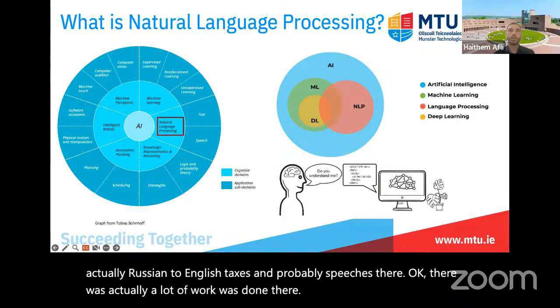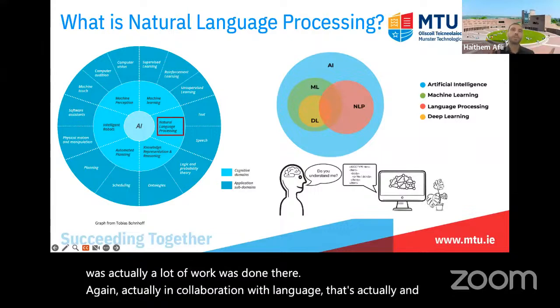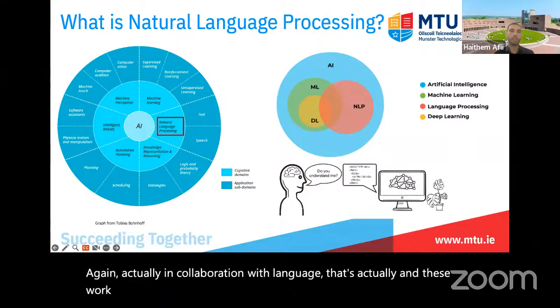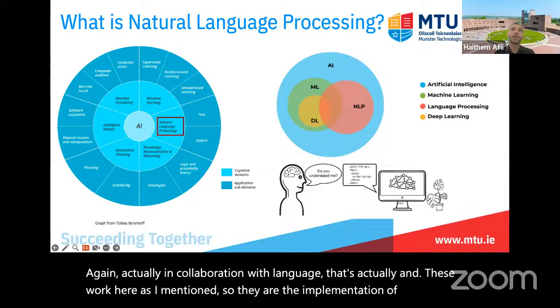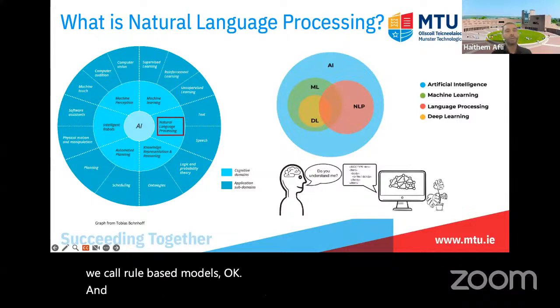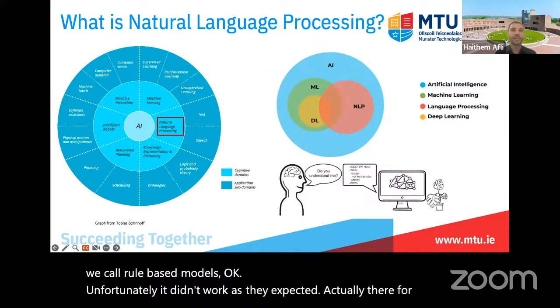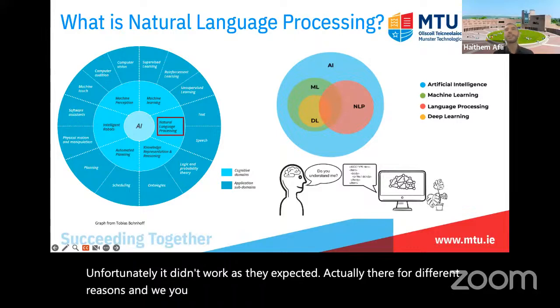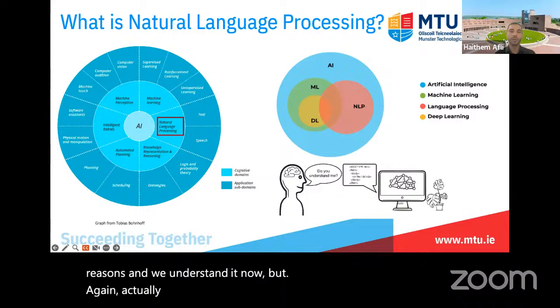Again, this was in collaboration with linguists, and in this work, as I mentioned, they implemented rules. So these are what we call rule-based models. Unfortunately, it didn't work as they expected, for different reasons, and we understand it now. But again, at that time it was a very early stage in the work.